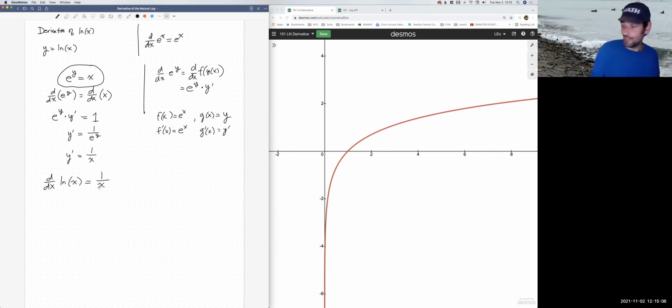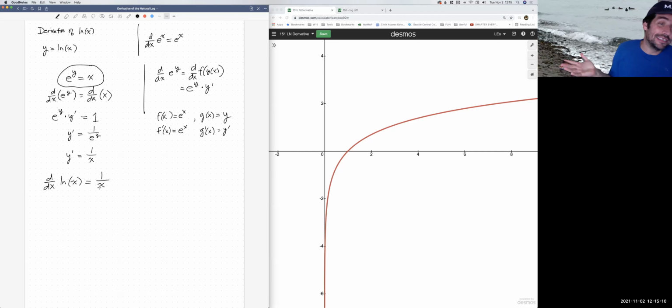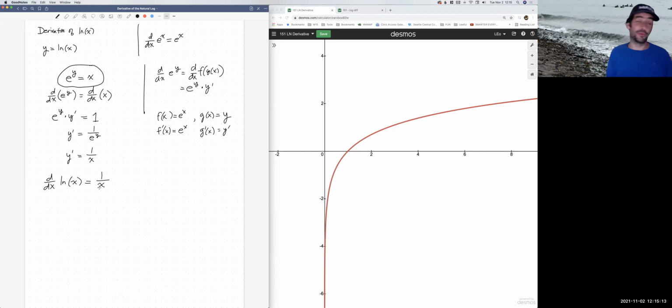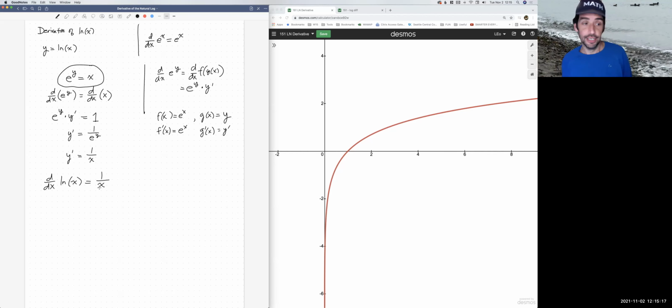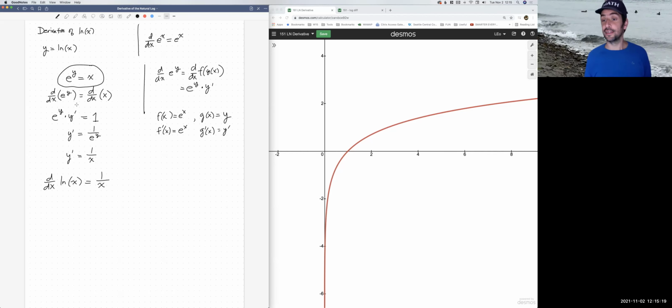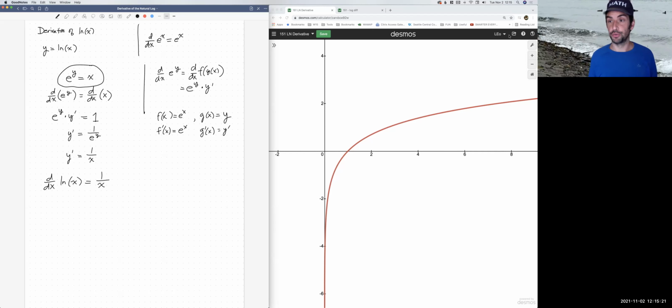All right, so this is another nice result. It's not quite as nice as the exponential function that has itself as a derivative, but for the natural log, which can be a fairly complicated function to understand sometimes, this is a pretty straightforward derivative.